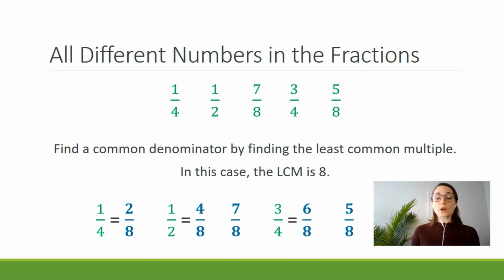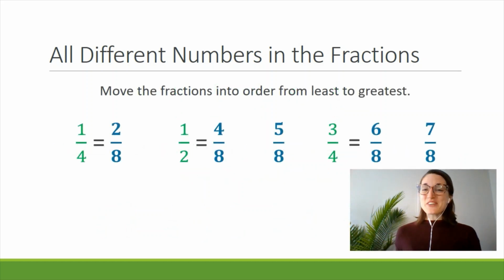So now we can order the fractions because they have common denominators. We have to put them in order from least to greatest, which we'll be able to do by looking at the numerators. So here it is. I put all of the fractions in order from least to greatest using their equivalent fraction forms. 2/8, 4/8, 5/8, 6/8, and 7/8. Remember, when we have a common denominator, we can put the numerators in order from least to greatest, and that will put our fractions in order from least to greatest.